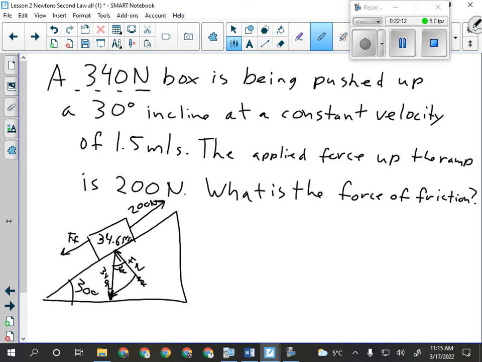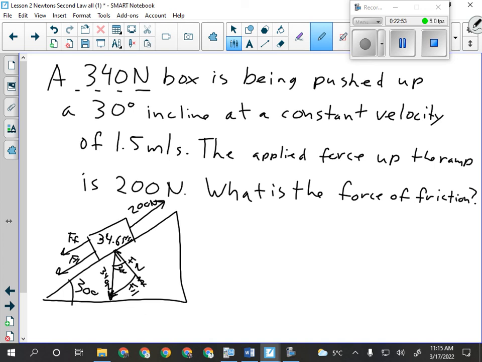So this angle's 30 degrees, this side's F parallel. That force goes here. So there's F parallel acting down the ramp. That's the component of gravity along the ramp. Friction acting down the ramp, and the pulling force acting up the ramp. Can I calculate F parallel right now? I can, because it's part of this triangle. I know the hypotenuse of this triangle, and I know the angle in this triangle. So I'm going to take 340 times the sine of 30, so that should be 170 newtons.